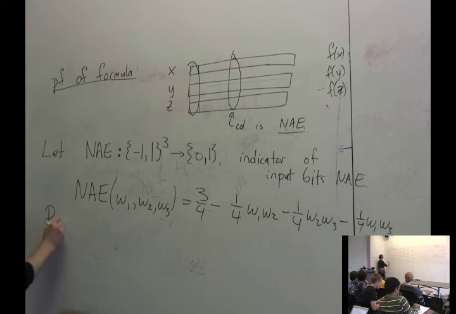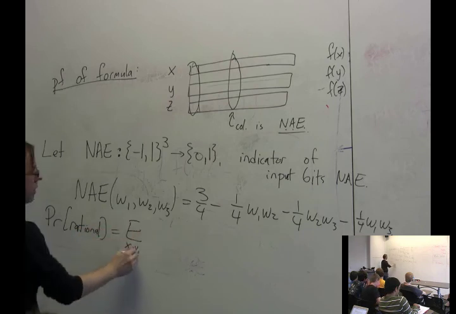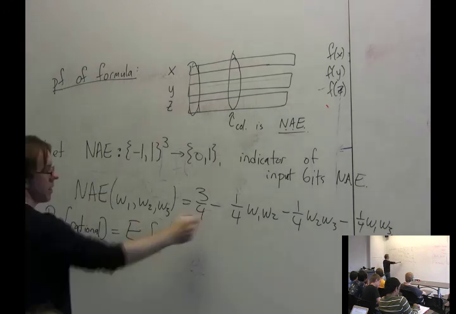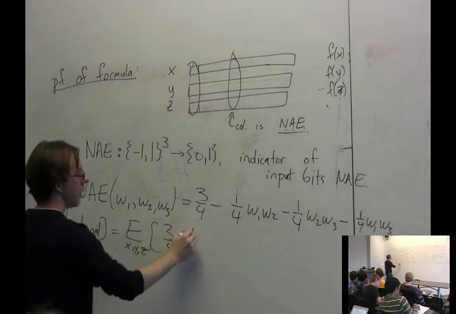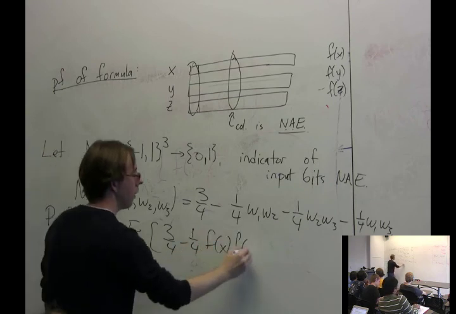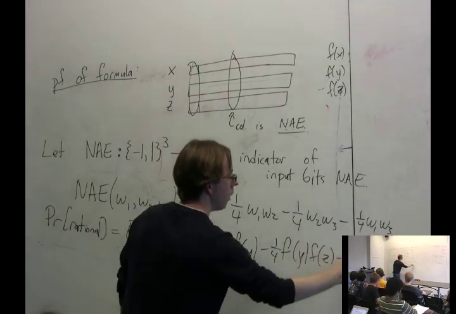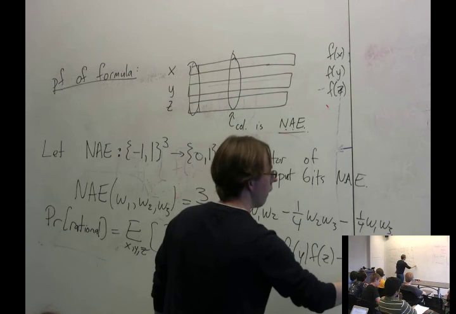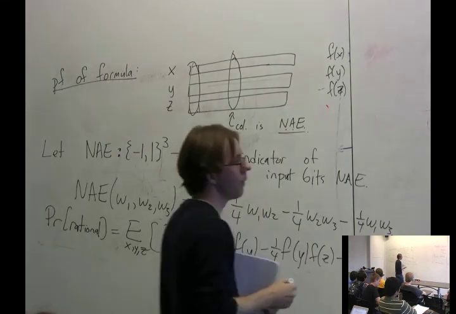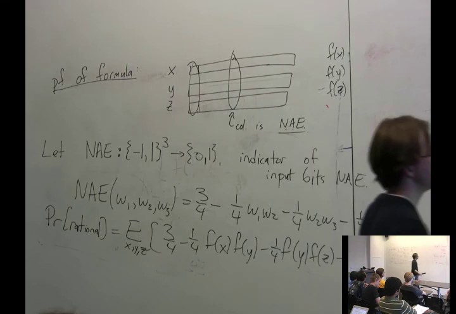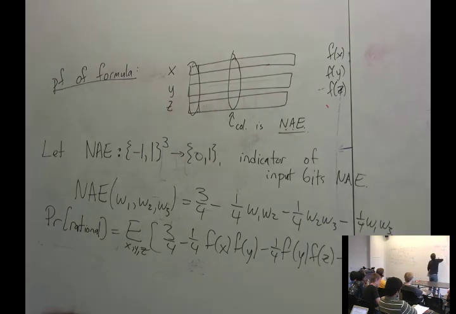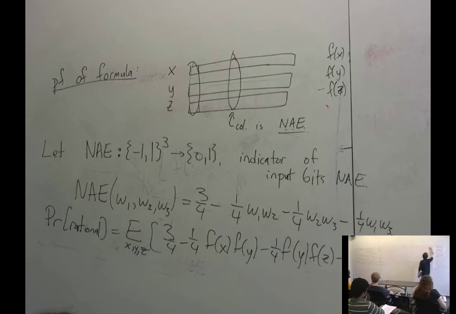So therefore, the probability of a rational outcome is the expectation over x, y, and z chosen in this way of this thing, 3/4 applied to f of x, f of y, f of z. This is the formula we're shooting for.